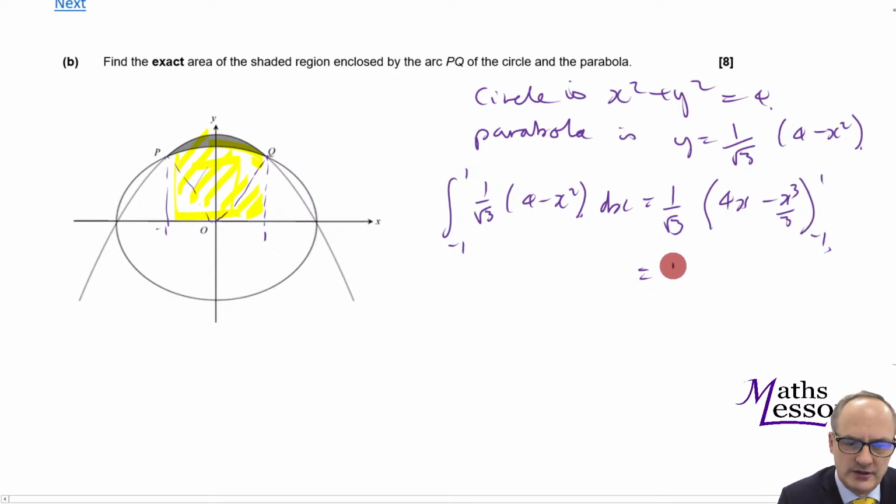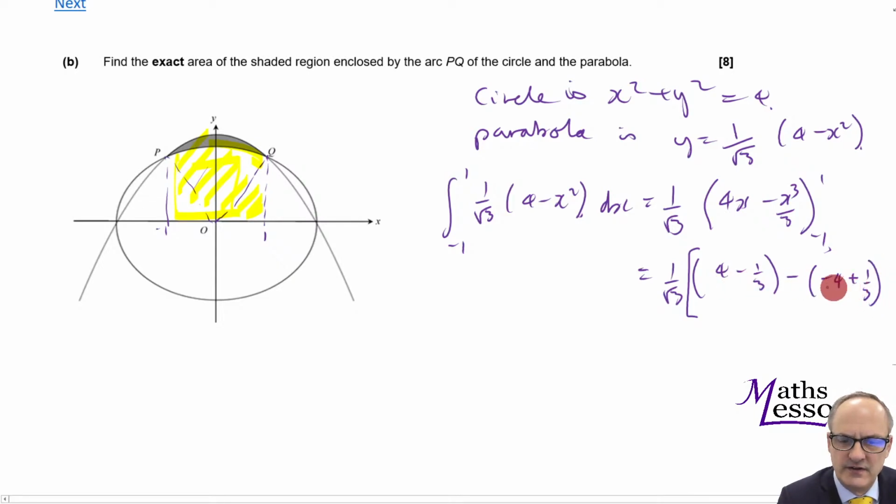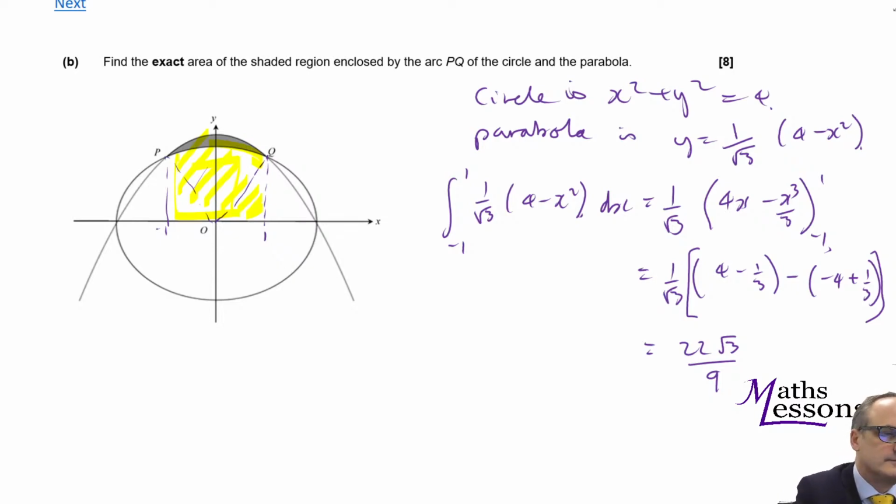To put the 1 in, I'm going to get 1 over root 3 times 4 minus 1/3. I'm just going to take the 1/3 outside because it's going to be a factor of both. And then I'm going to get minus 1 in here, I'm going to get -4, and I'm going to get plus 1/3. So effectively, I get this value doubled. So 4 minus 1/3 times 2 times 1 over root 3. You put that all into the calculator if you want, and you get 2 root 3 over 9. That gives me the yellow area. That's the answer to the yellow shaded area.